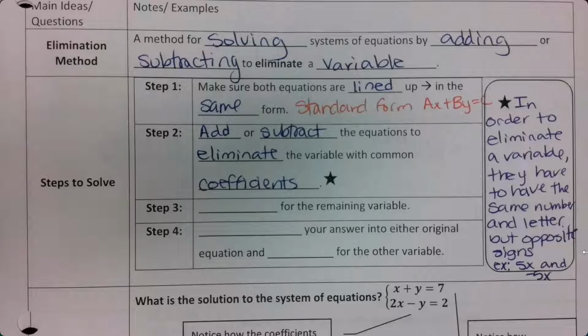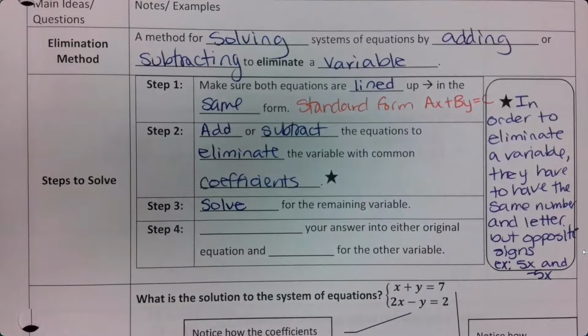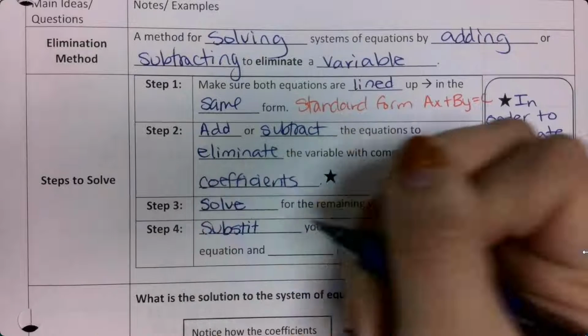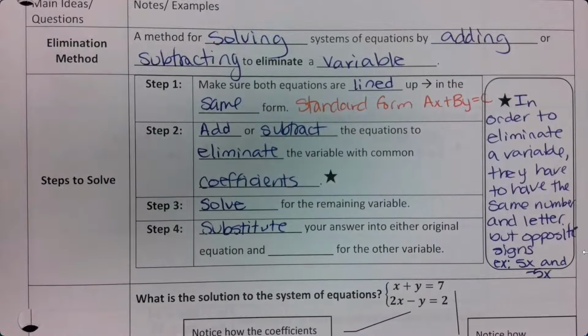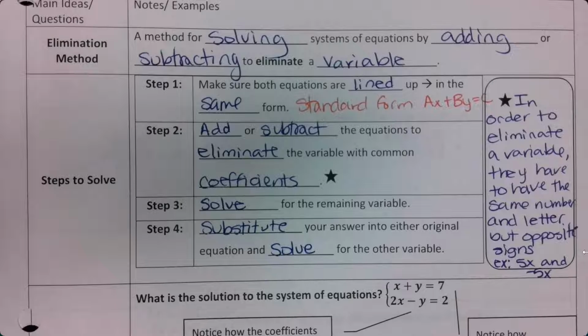Okay, so then I want to solve for my remaining variable. And I want to substitute my answer into either my original equation and then solve for the other variable. So step 4 is kind of like what we've done before. We just take our answer and plug into one of our equations and solve from there.